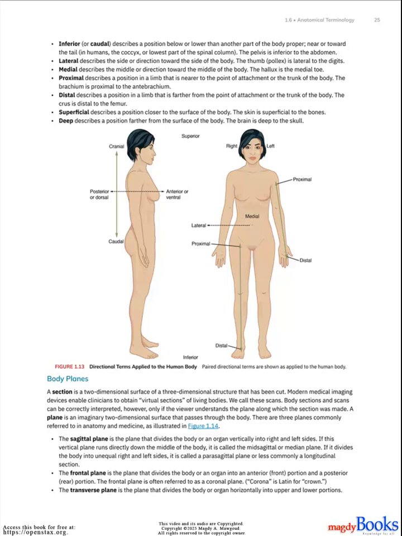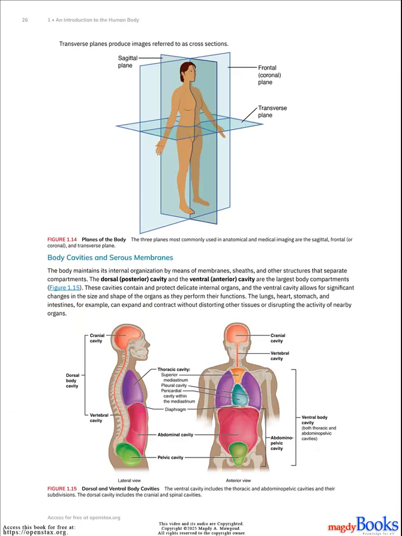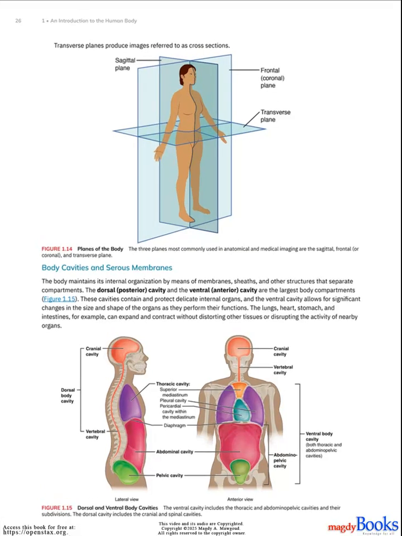2. The frontal plane is the plane that divides the body or an organ into an anterior, front, portion and a posterior, rear, portion. The frontal plane is often referred to as a coronal plane. Corona is Latin for crown. 3. The transverse plane is the plane that divides the body or organ horizontally into upper and lower portions. Transverse planes produce images referred to as cross-sections.